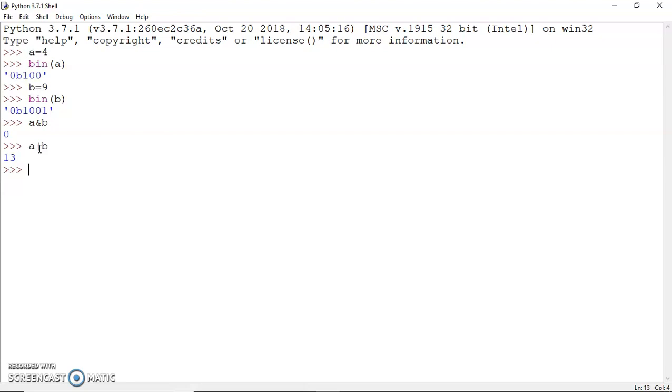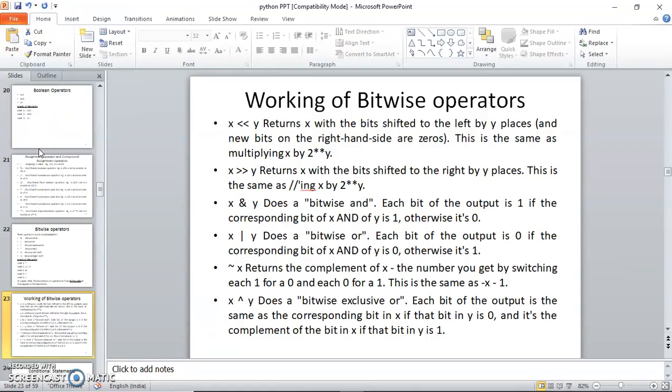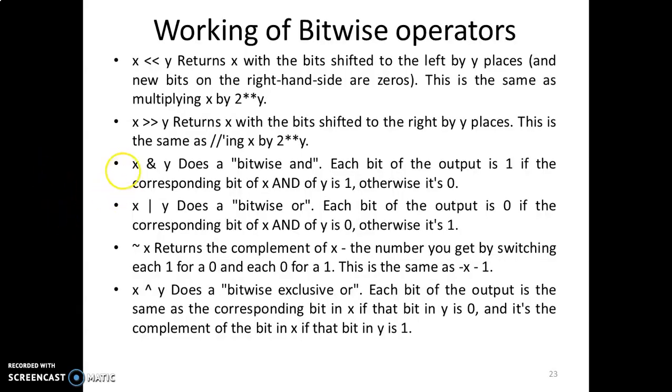Let me now discuss the bitwise exclusive OR with you. If we see the bitwise exclusive OR of a and b, the answer here is 13. The idea behind bitwise exclusive OR is that each bit of the output is the same as the corresponding bit in x if that bit in y is 0, and it's the complement of the bit in x if that bit in y is 1.